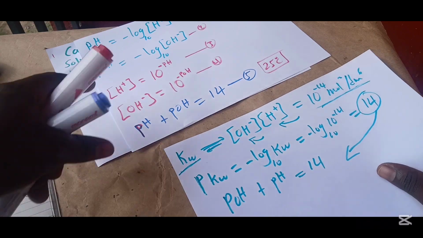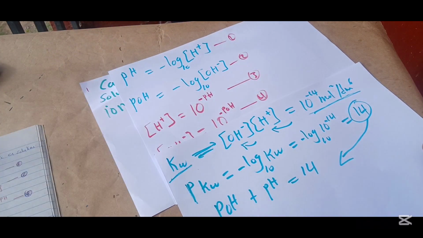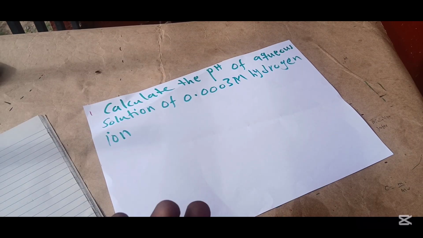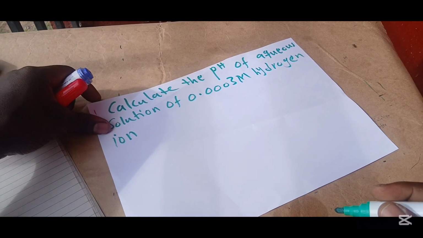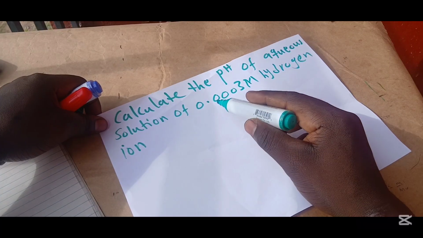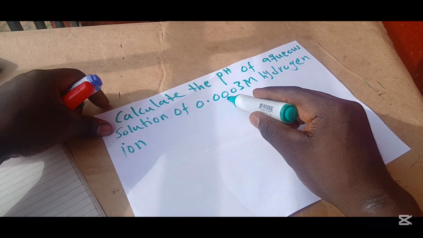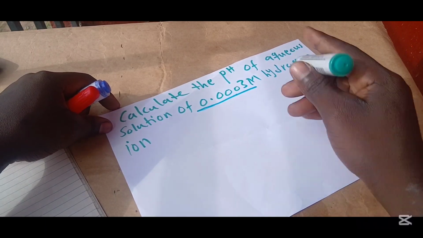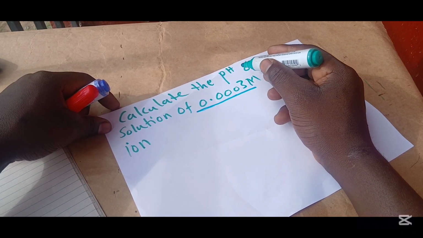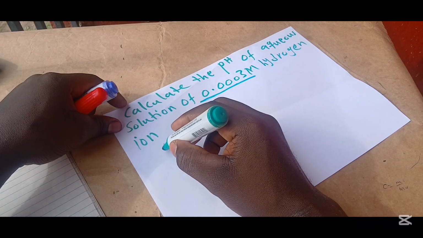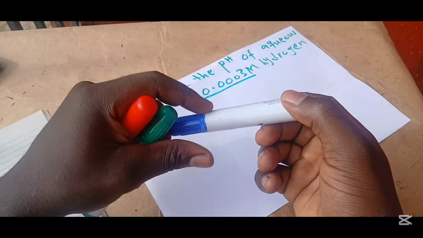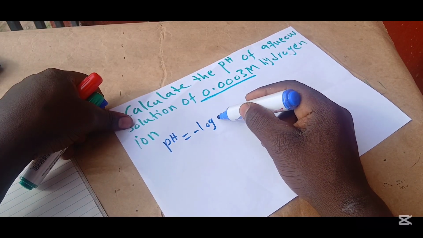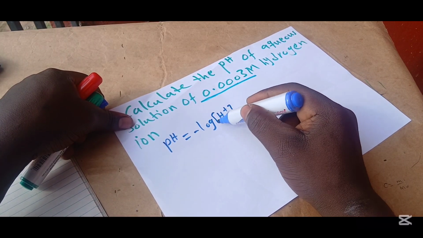So now that we are done with the formulas, let's try to solve our problems now. Now to our question. This question is asking us to calculate the pH of the solution of hydrogen ion concentration of 0.0003 molar. Now we are looking at pH and it is hydrogen ion concentration that we are looking at. And we know that pH is equal to negative log of hydrogen ion concentration to the base 10.